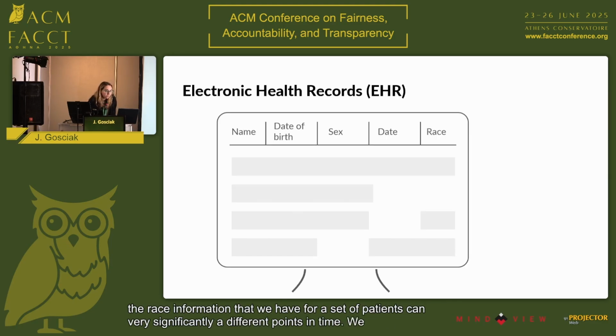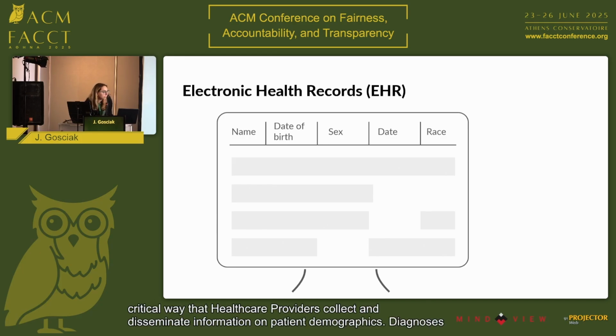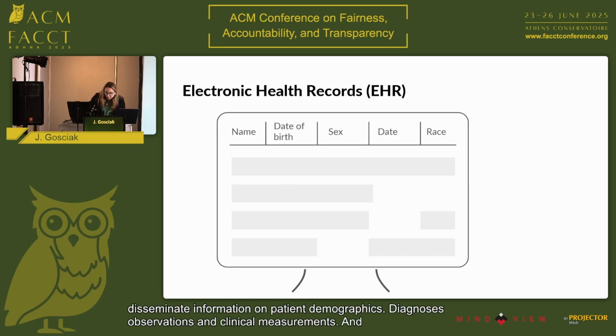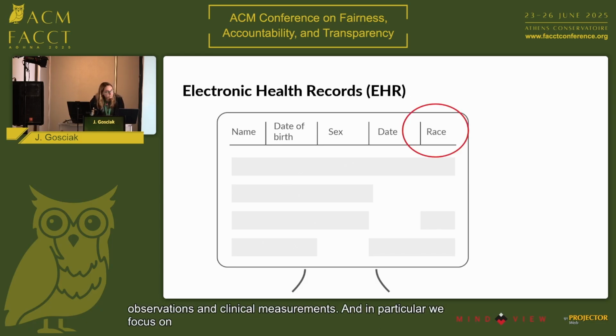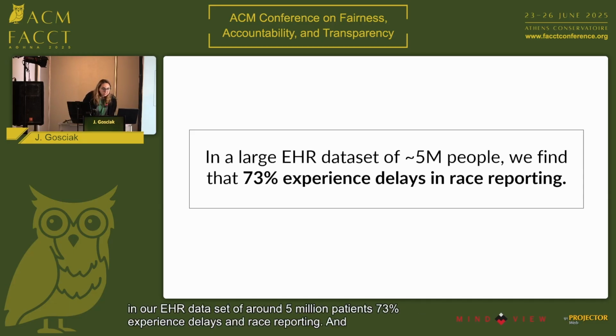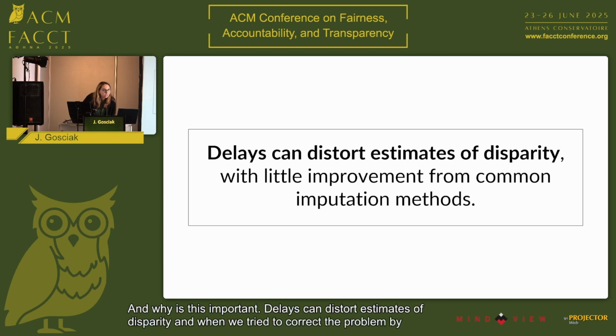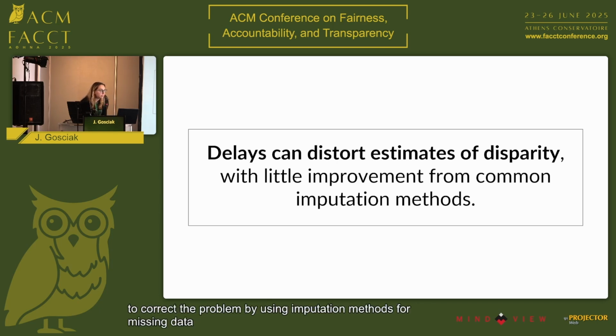We work with EHR, or electronic health records, which are a critical way that healthcare providers collect and disseminate information on patient demographics, diagnoses, observations, and clinical measurements. And in particular, we focus on race. And what we find is that in our EHR data set of around 5 million patients, 73% experience delays in race reporting. And why is this important? Delays can distort estimates of disparity, and when we tried to correct the problem by using imputation methods for missing data, we see relatively little improvement.